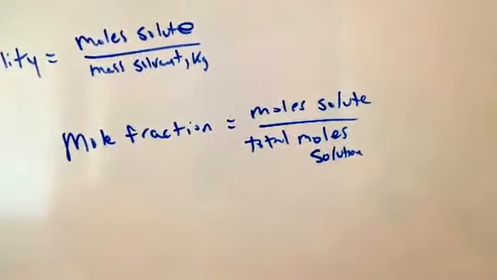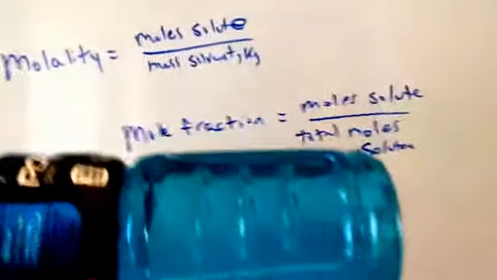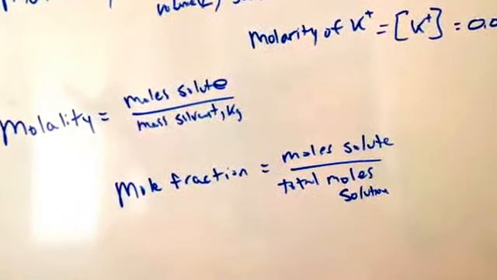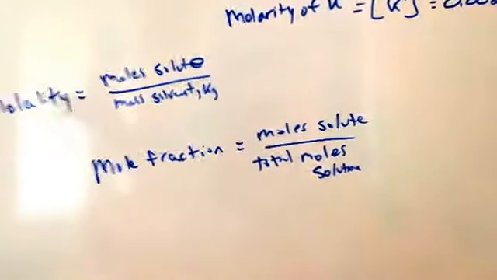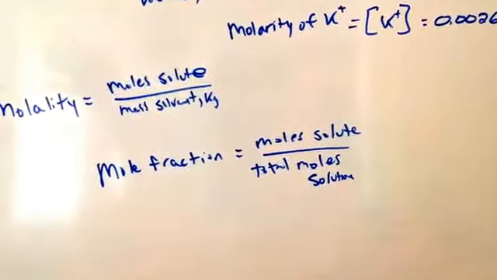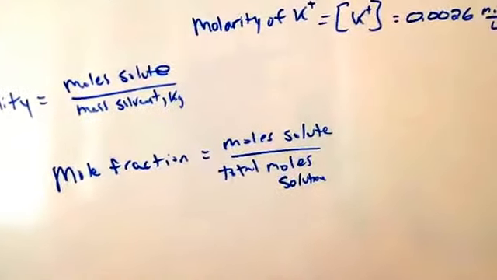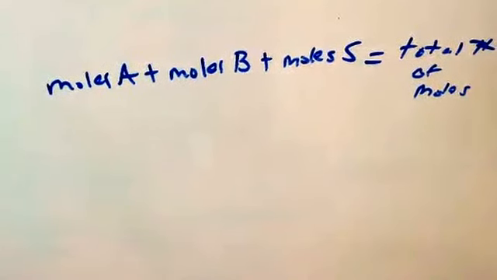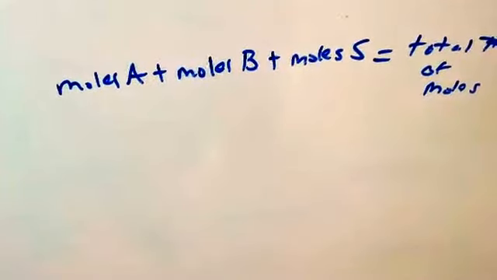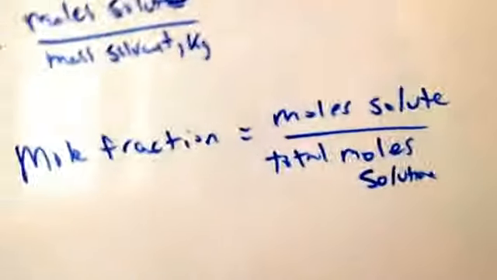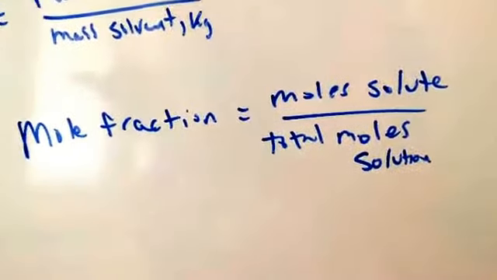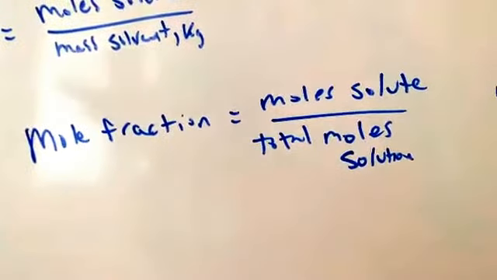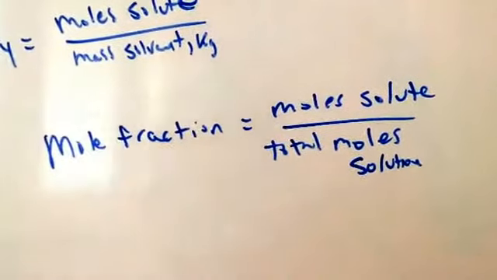We could write this differently. Let's think about a solution, maybe like our Powerade, but a little simpler, where we have three things in the solution: solute A, solute B, and solvent, which we'll call S for now. There's a certain number of moles of A, moles of B, and moles of S. Moles A plus moles B plus moles S equals the total number of moles. And so that could go right here in our mole fraction. If we want to know the mole fraction of A, we put moles of A over the total number of moles of solution. The mole fraction, by definition, has to be between 0 and 1.